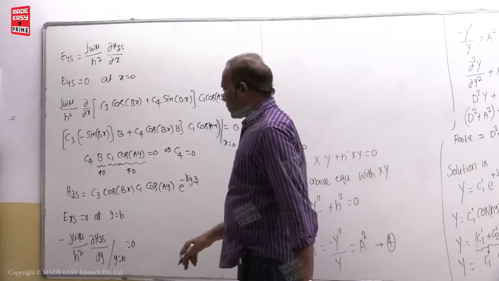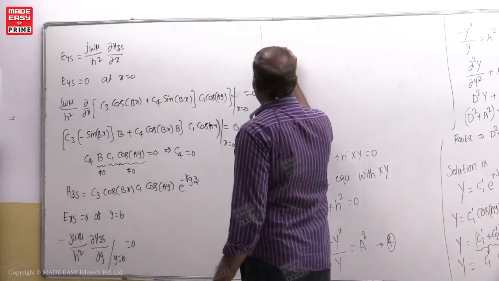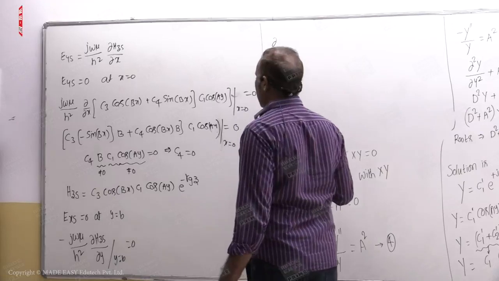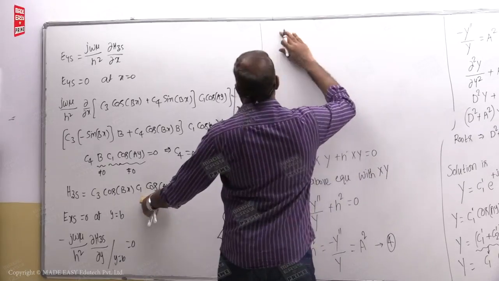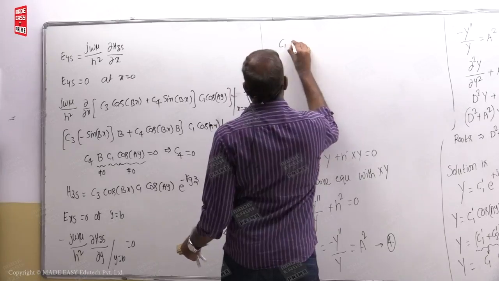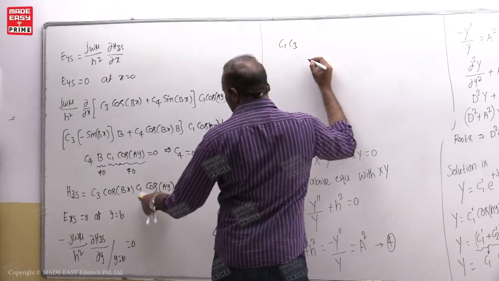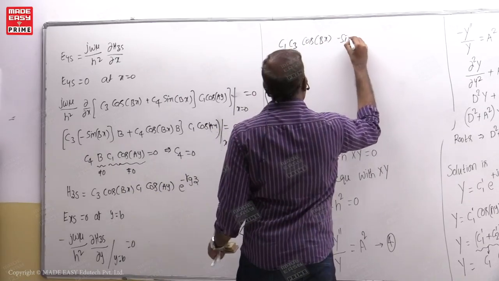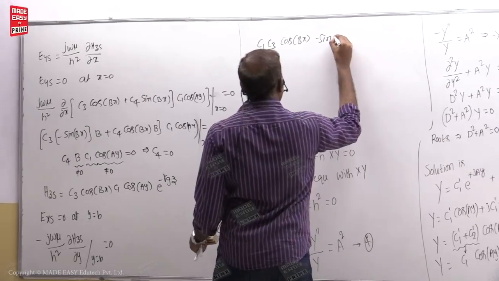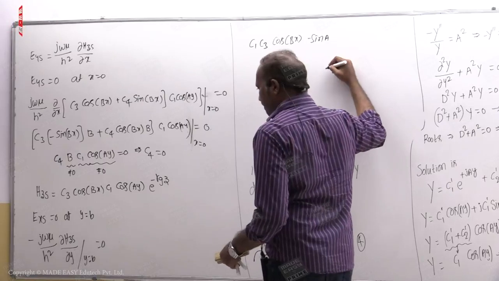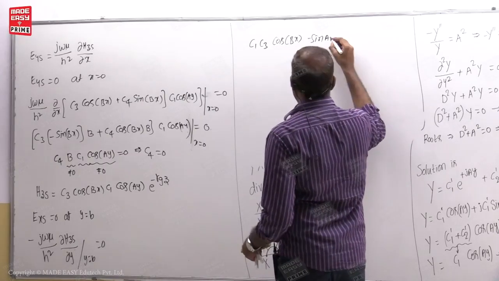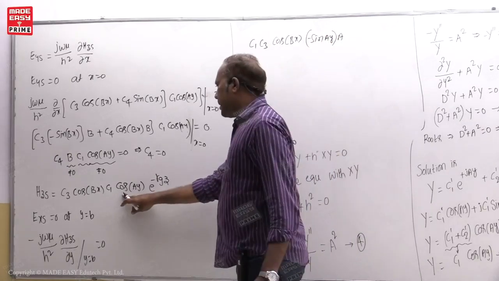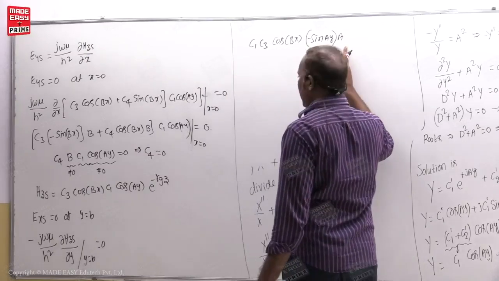So here automatically this goes to this side, it is gone. Then ∂/∂y of Hz, this is Hz. Ultimately differentiate with y and you get C1 C3, differentiate with y means only this one, cos bx, then minus sign, minus sin ay into a, right, this one d/dy of cos ay is minus sin ay into a.